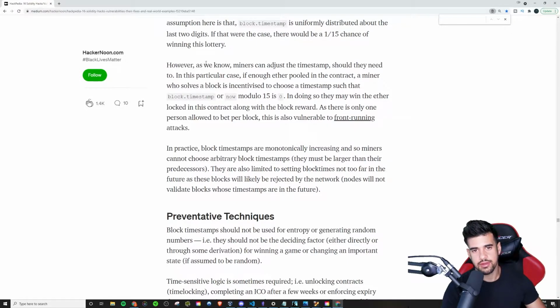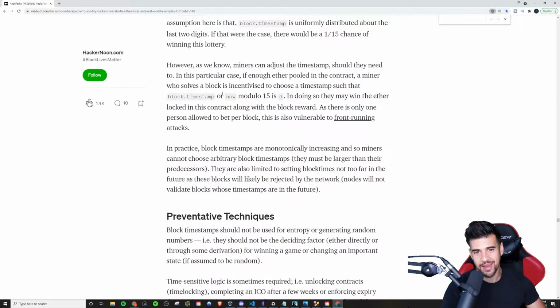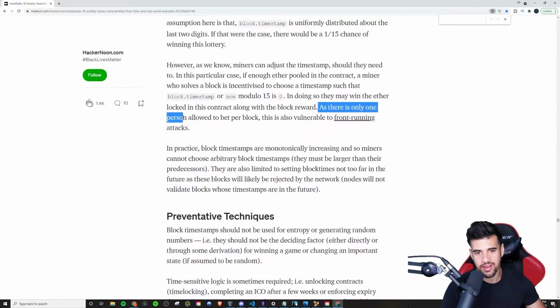But miners, as we know, can adjust the timestamp should they need to. So in the case of this or something like this, if enough ether is pooled in the contract, a miner who solves a block is incentivized to choose a timestamp such that block.timestamp or now modulo 15 is zero. So they could just do that and then win the ether in the block reward, right? There's only one person allowed to bet per block.